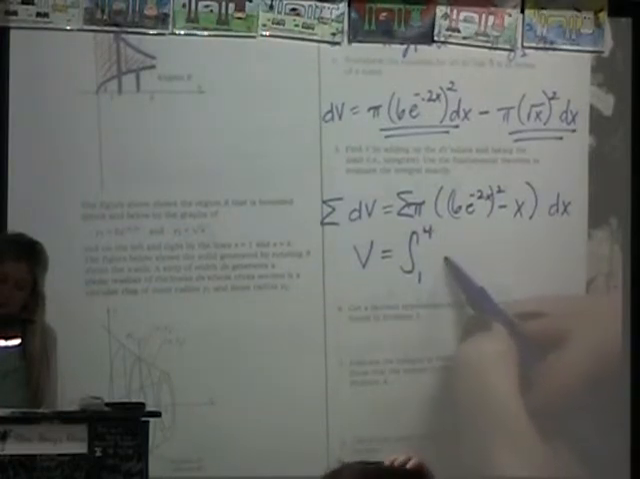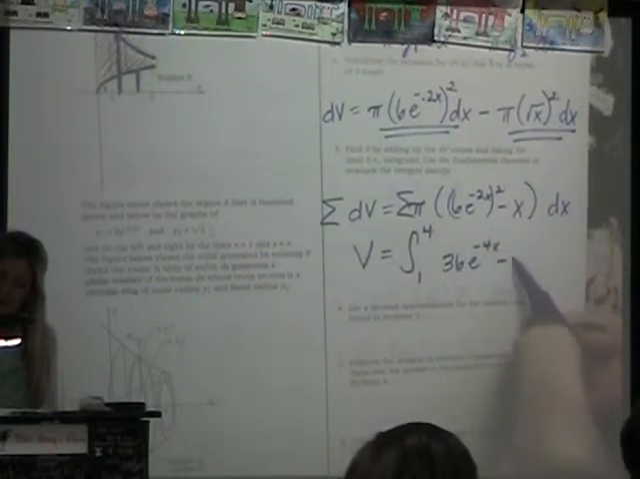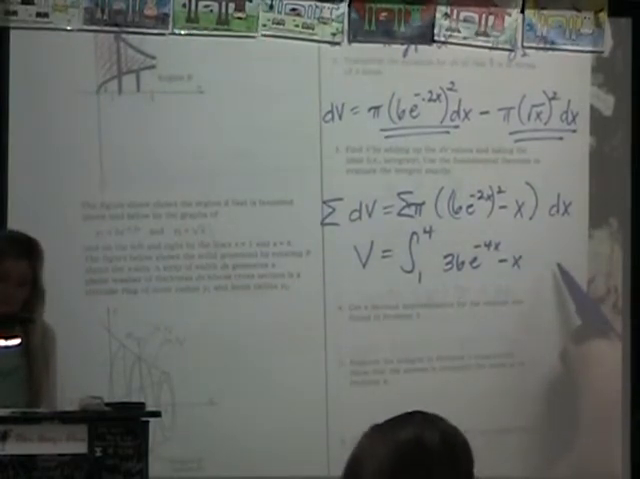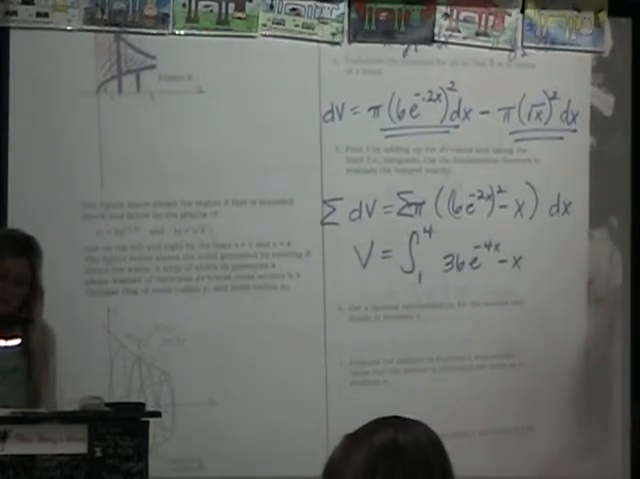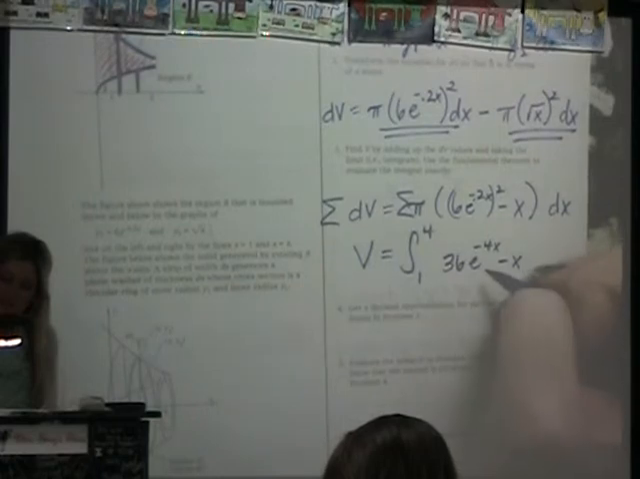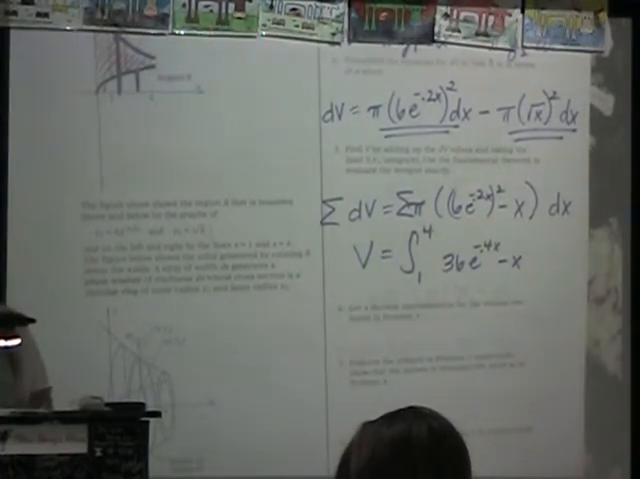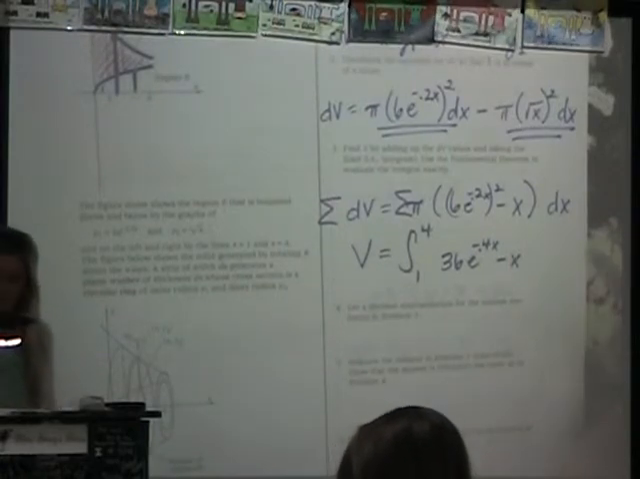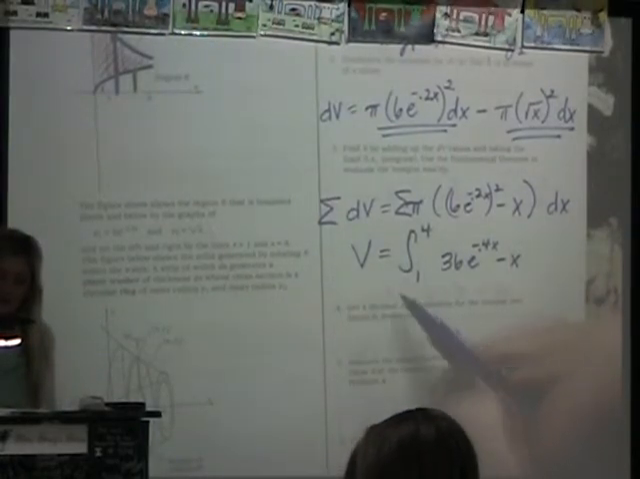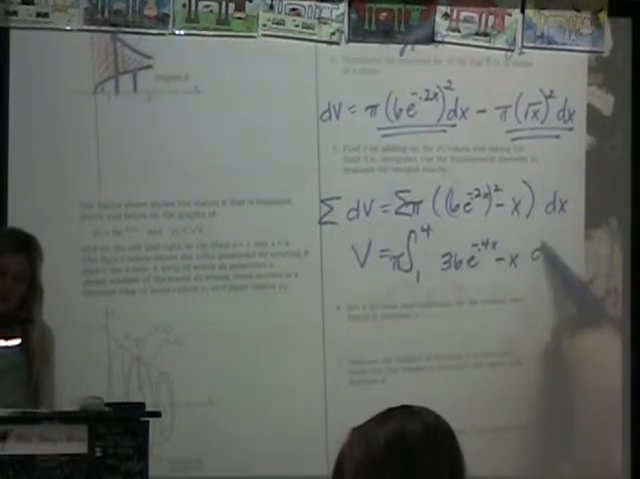Let's go ahead and write this as 36 e to the negative 4x minus x. It was 0.2. What's 0.2? It's the exponent. Oh, gotcha. This one here? Yeah. Thank you. So when we square it, you're just multiplying the exponents, and I'm gonna pull my pi out to the front to get it out of my way, and then dx.